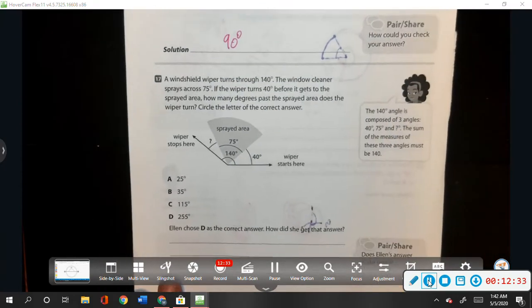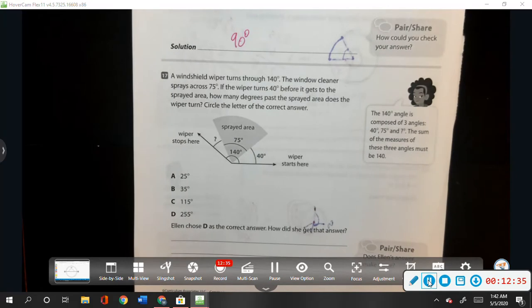Number 17. A windshield wiper turns through 140 degrees. The window cleaner sprays across 75 degrees. If the wiper turns 40 degrees before it gets to the sprayed area, how many degrees past the sprayed area does the wiper turn? Circle the letter of the correct answer. So this is a big problem. We're going to have to break this down.